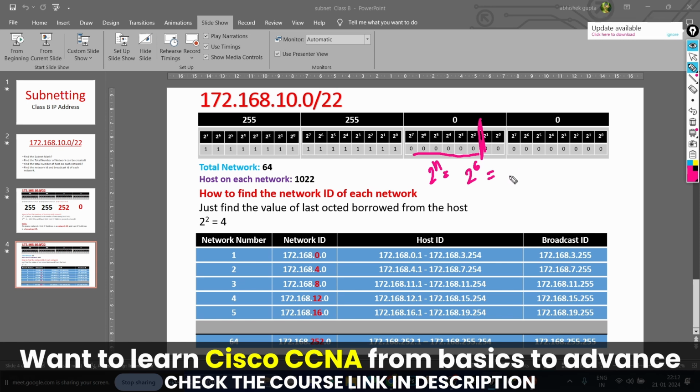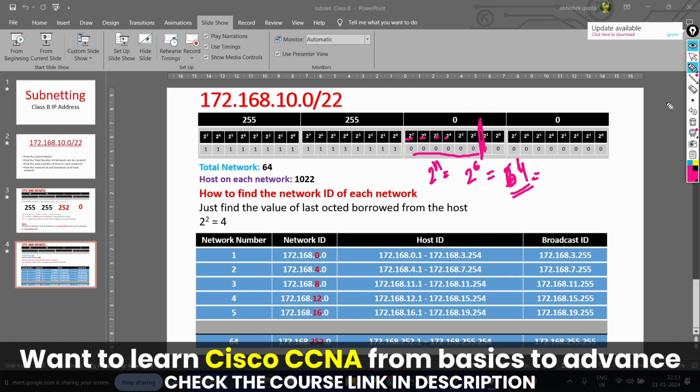What answer will you get here? 252? Not 252, I'm not asking for the subnet mask. 64, yeah, 64. Okay. See, if you have to find the subnet mask, then calculate this value with 2 to the power 7, 6, 5 and so on. If you have to find the number of networks, meaning the number of bits you have borrowed, you just have to use 2 to the power 6. You will get 64 networks. Getting my point? 64 networks means you can create 64 different networks.